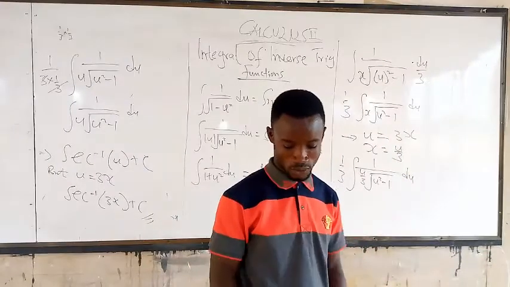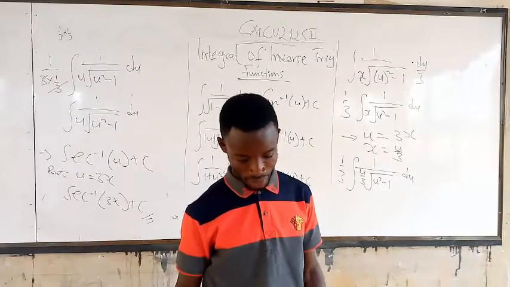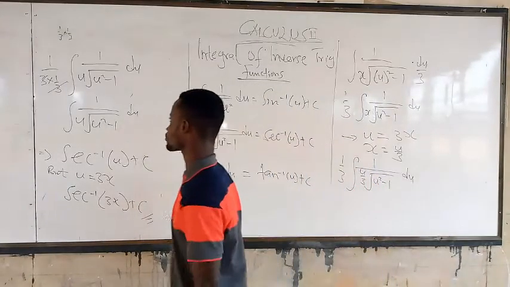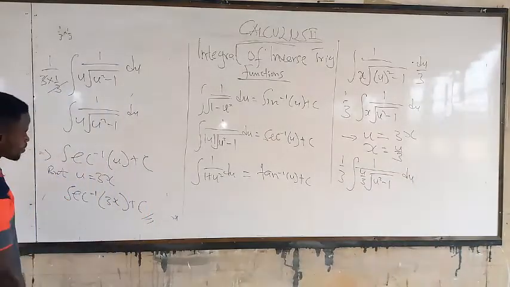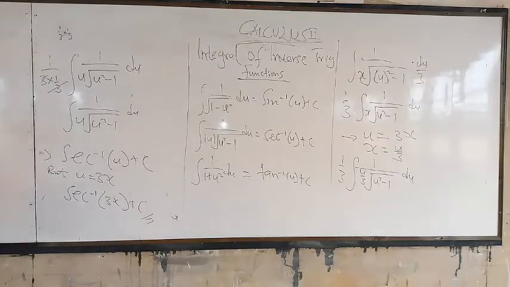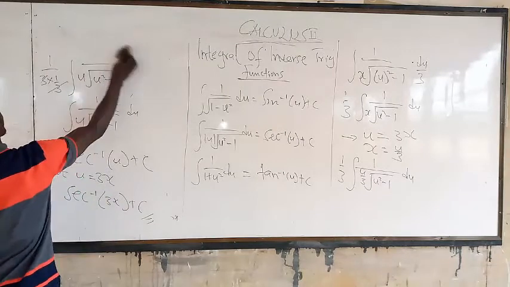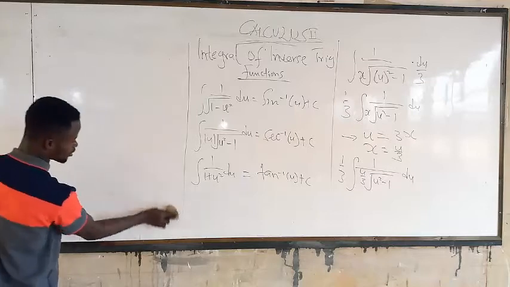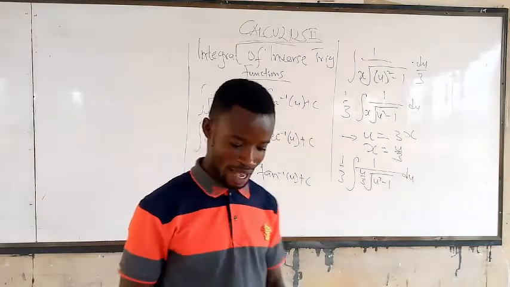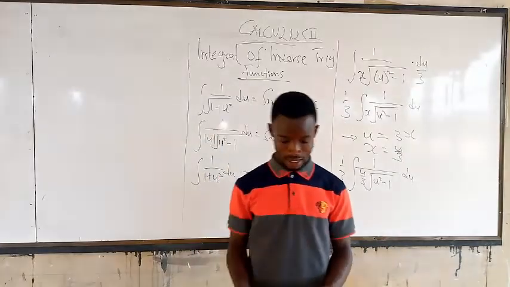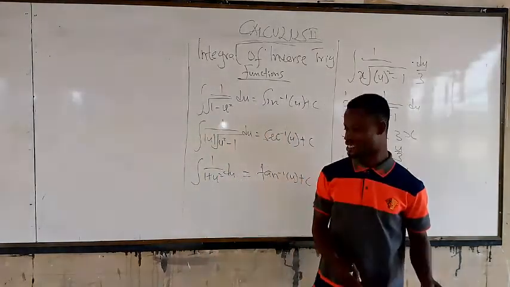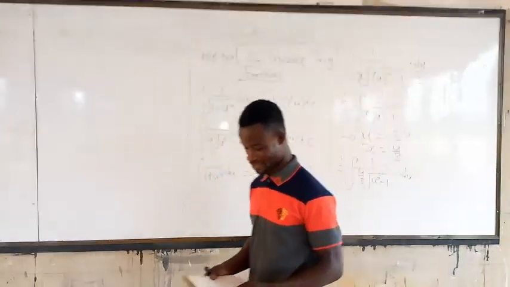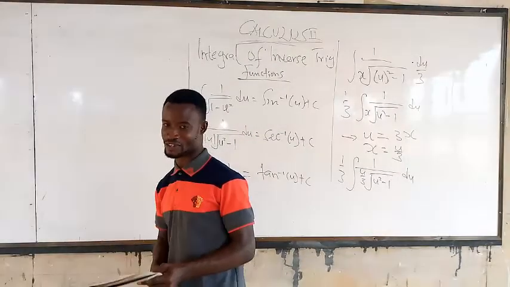Let's look at our last 2 or 3 examples. Whenever I block your view from writing, you make sure that if I move from that place, you pause the video, then you write. Then after that, you play back. Is that clear? That's why I shift myself.